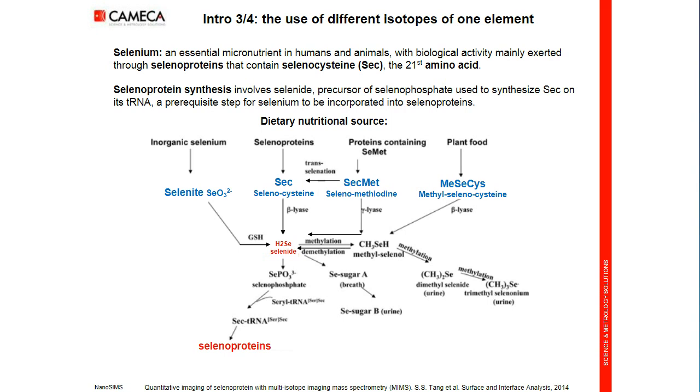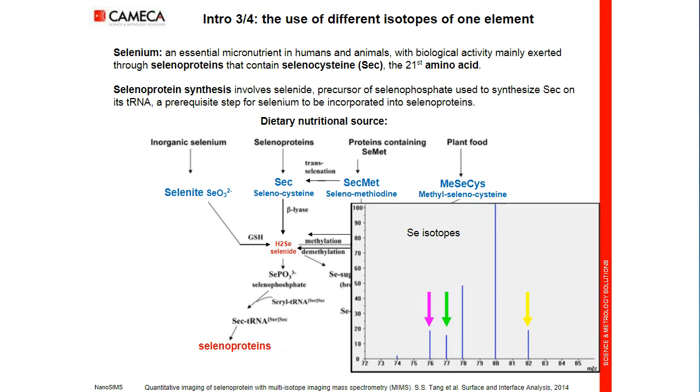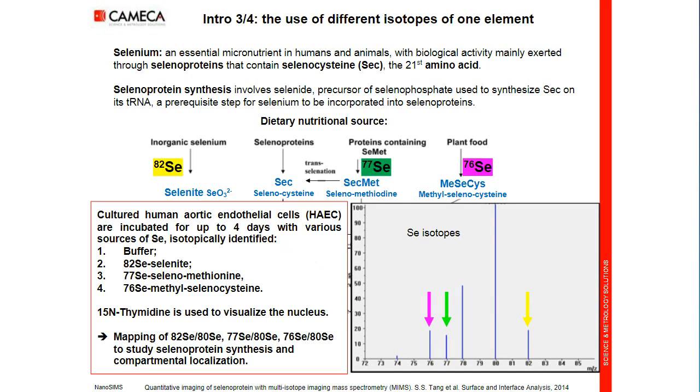Now in this mass spectrum, we see again the several isotopes of natural selenium. So, in this experiment, human aortic endothelial cells were incubated during 4 days with different monoisotopic selenium precursor compounds. It was then possible to map their internalization and compartmental localization through their specific isotopic ratio.